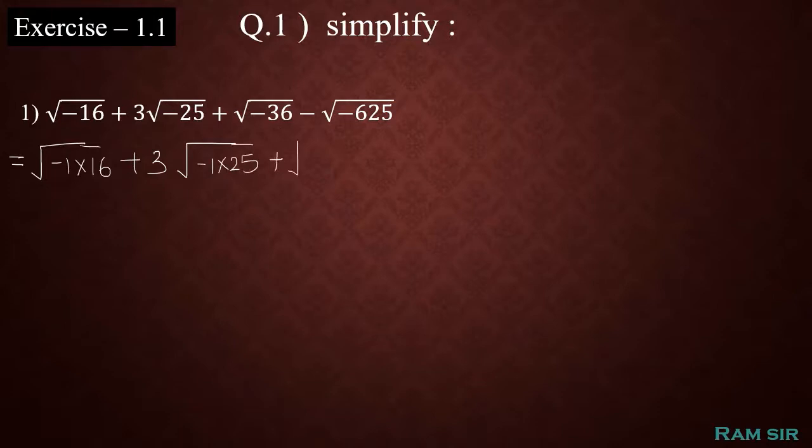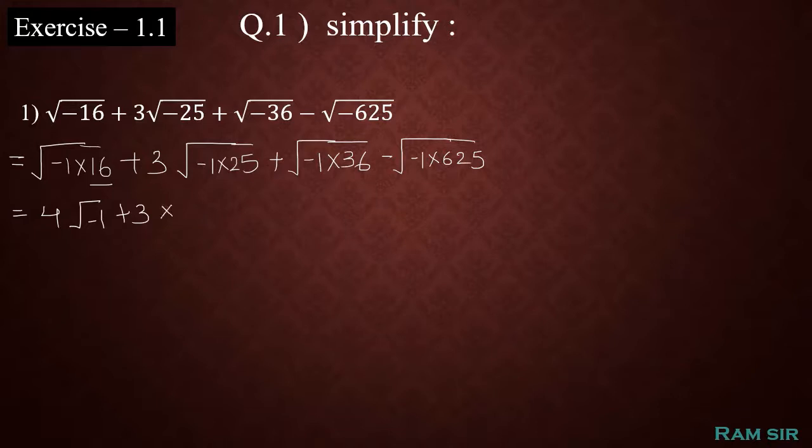Then minus 36 will be written as minus 1 multiplied by 36, and in the next step minus 625 can be written as minus 1 multiplied by 625. Now in the next step root 16 is a perfect square, we take out 4 and with it root of minus 1 as it is. 3 is already there, the square root of 25 will be 5 multiplied by root of minus 1 as it is. For 36 the perfect square again you will write 6 and root of minus 1, and for 625 the perfect square you will write 25 and left with root of minus 1.